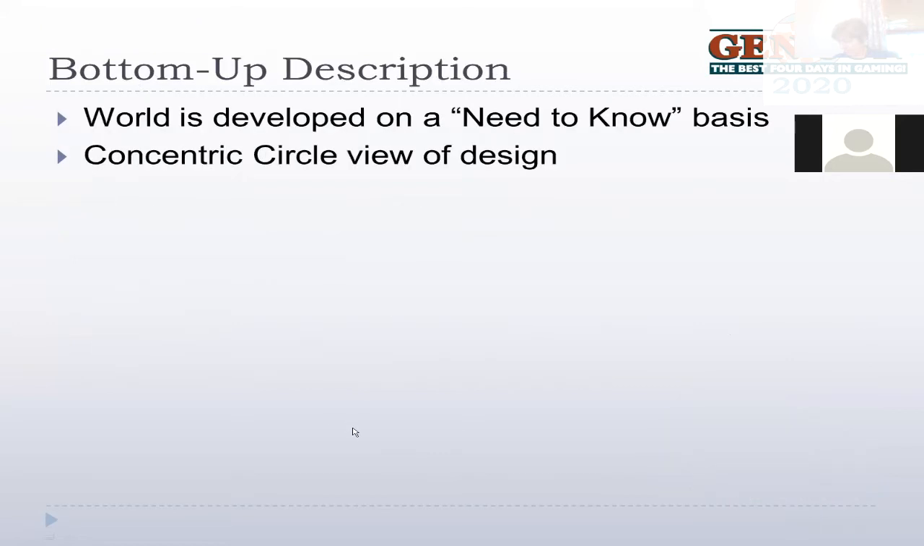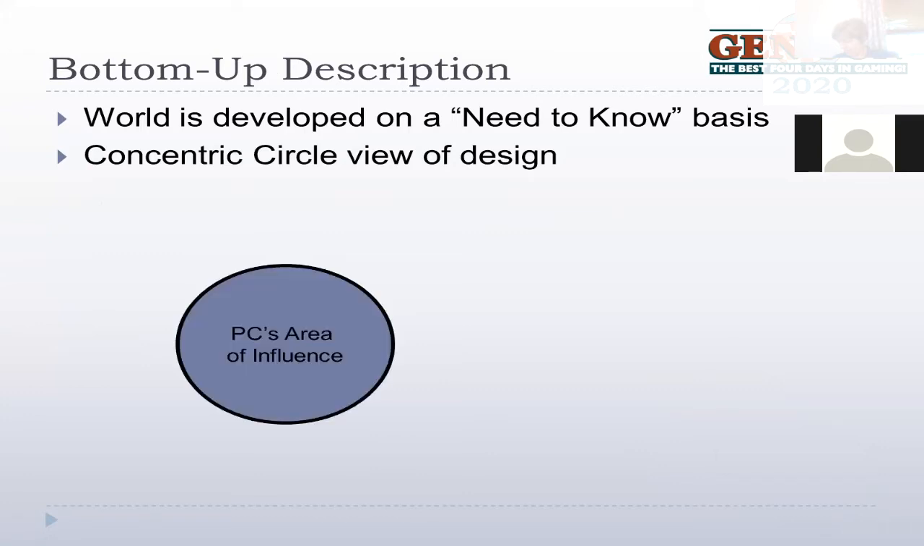All right. So first, it's developed on what I call a need-to-know basis. So first, what you do is you think, as the game master or dungeon master or referee, about your player characters. What's their area of influence? What are the things that they can reach out and touch, that they can control, that they can see, that they can sense? And influence can be social as well as their five senses.